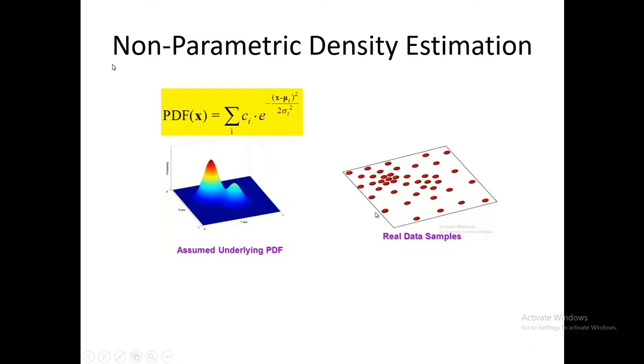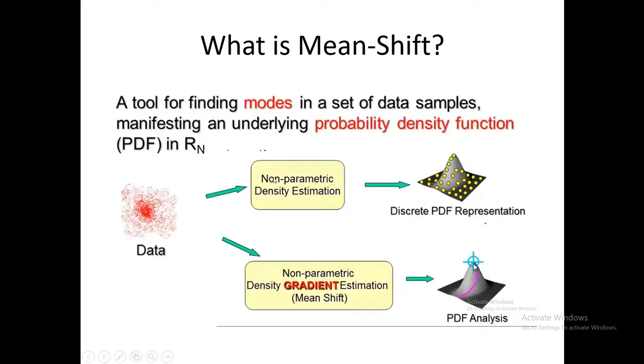We can see here that we have this non-parametric distribution, and what we do is we use the gradient estimation, mean shift, and we go for the PDF analysis. We go to the peak. We try to find the mode or peak of this by taking some estimate and finding the mean, and we shift it to find the mean shifted, and keep going until we reach this peak.